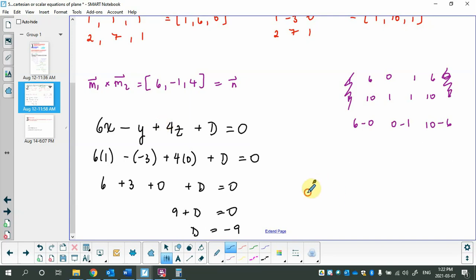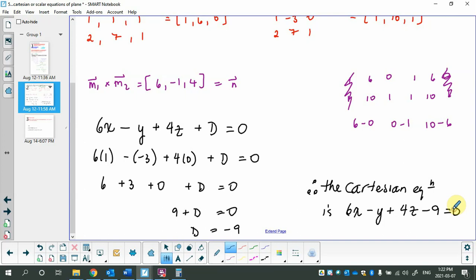And that means, therefore, the Cartesian equation is 6x minus y plus 4z minus 9 is equal to 0.